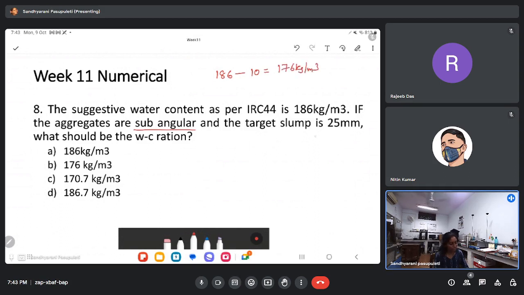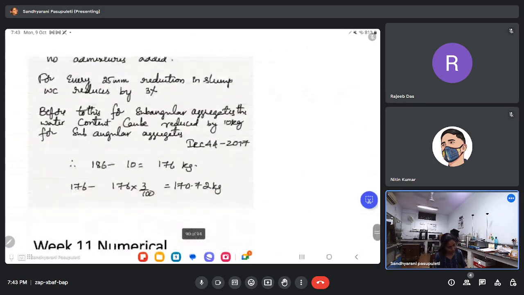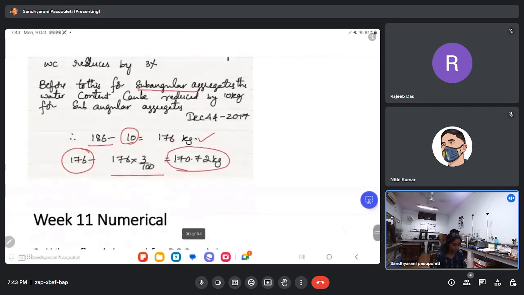And also that table is applicable only for 50 mm slump, but here the slump is 25. If the slump is 25, then what do we have to do? We have to reduce around 3 percent. You can see here, 186. We have to reduce 10 kg because the aggregates are subangular, so then you get 176. From this 176, we have to reduce 3% because our slump is now 25. So finally, the answer would be 170.7.